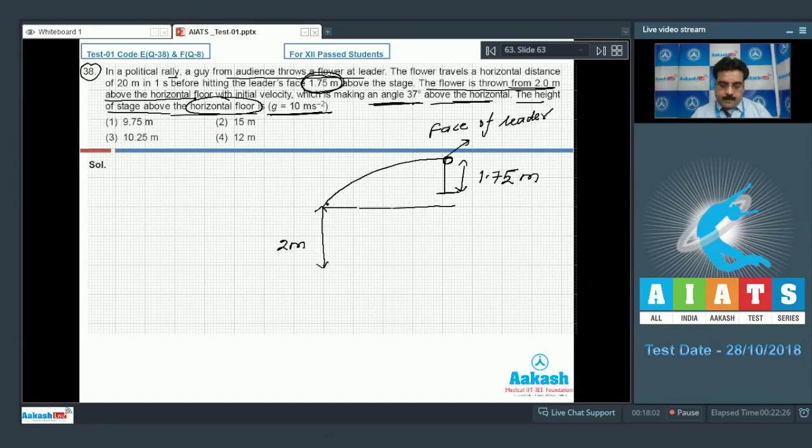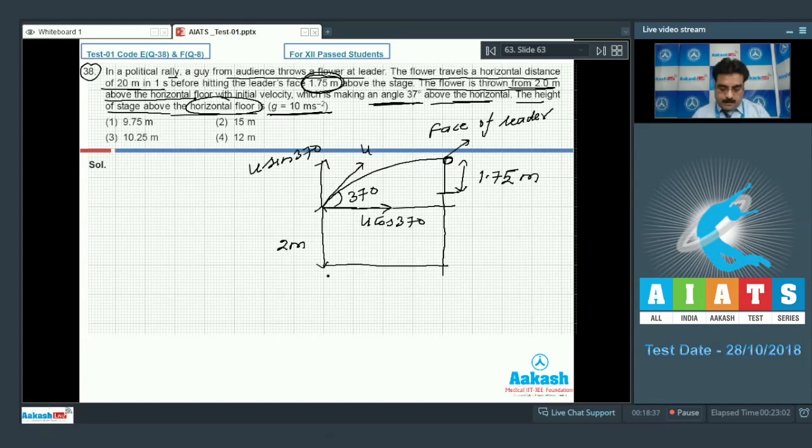This one. And the angle of projection at the horizon was 37 degree. So if I resolve the two components of velocity at the point of projection, we'll get horizontal component u cos 37 and vertical component u sin 37. But according to the problem, one point is very important. The flower travels a horizontal distance of 20 meter in 1 second.